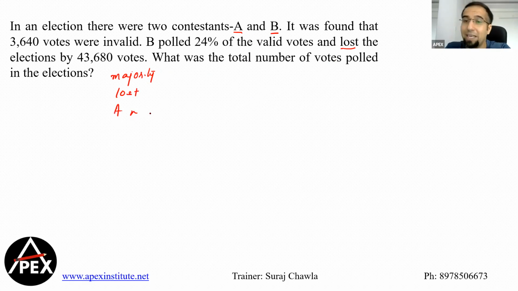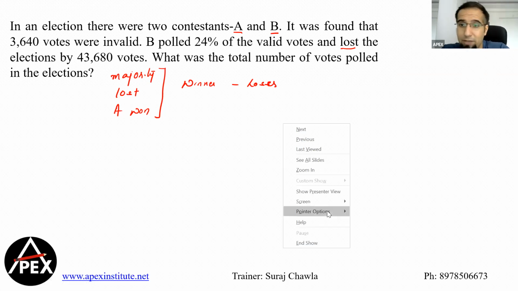Now, in all the three cases, you will always need to remember, since there are only two contestants, that it is winner minus loser. Clear? So it's always the number of votes by winner minus the number of votes by loser. Is this point clear with respect to elections? Let's see this question, guys. This question is a very good question. A lot of you are asking for different models.